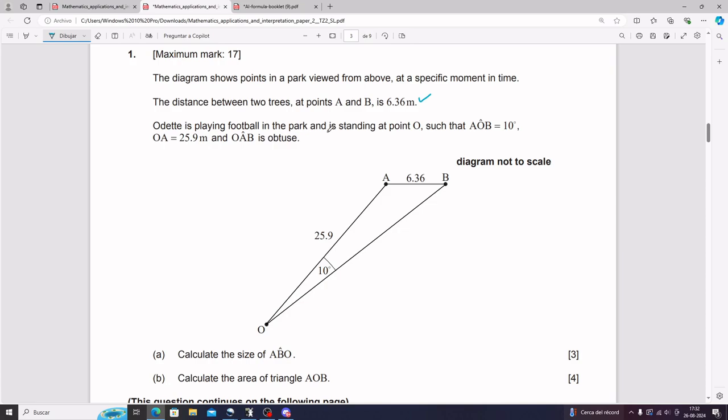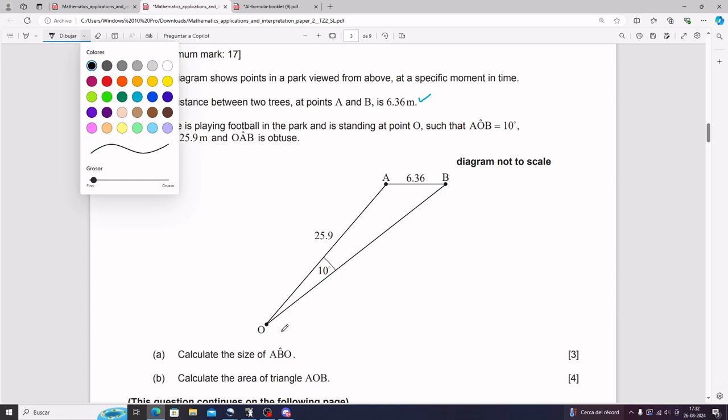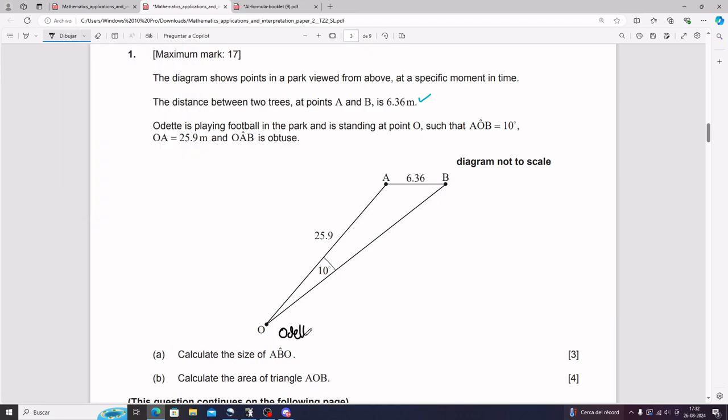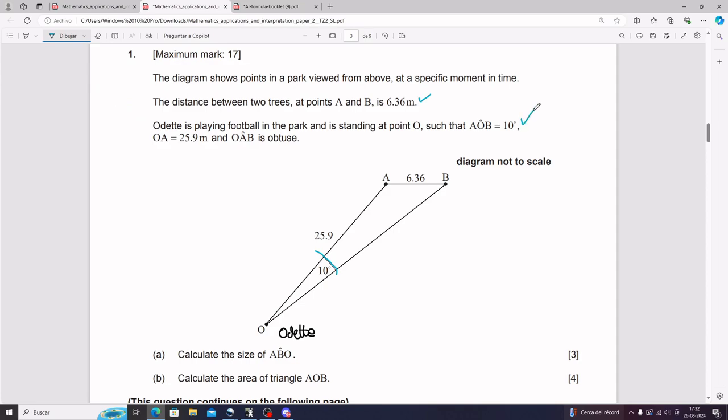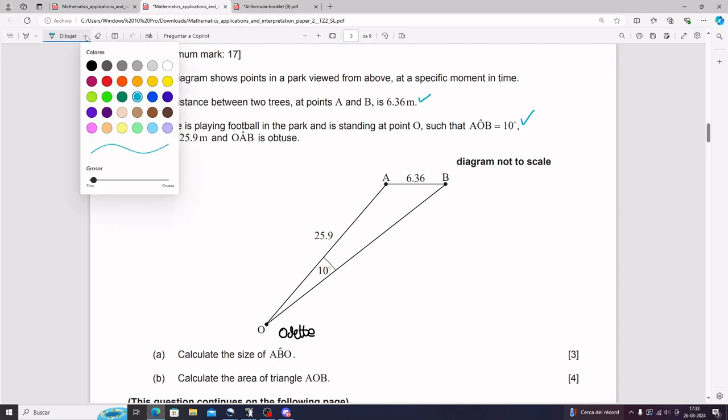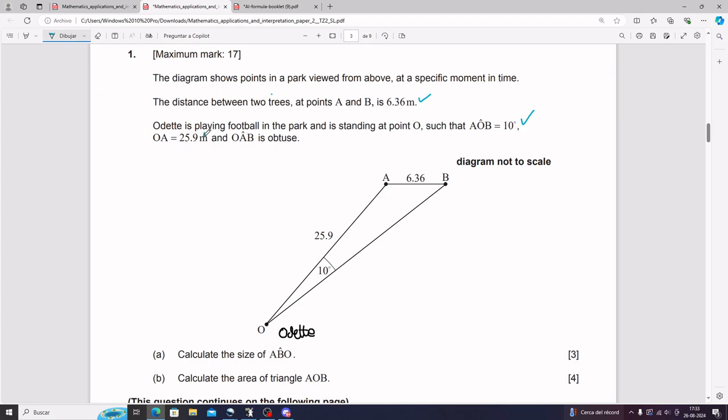Odette is playing football in the park and is standing at point O. So at point O, we have our good old friend Odette. Such that AOB is 10 degrees, which is already written into my diagram, so I'm going to check it. Then they tell us that OA is 25.9, all right? And that OAB is obtuse. So this distance is already written here, so that's cool.